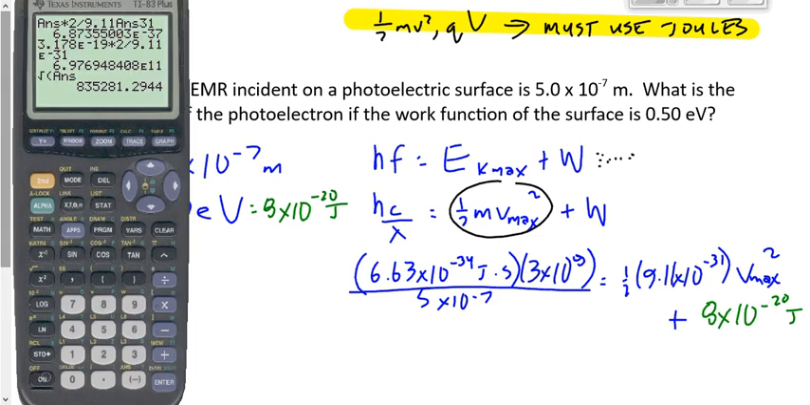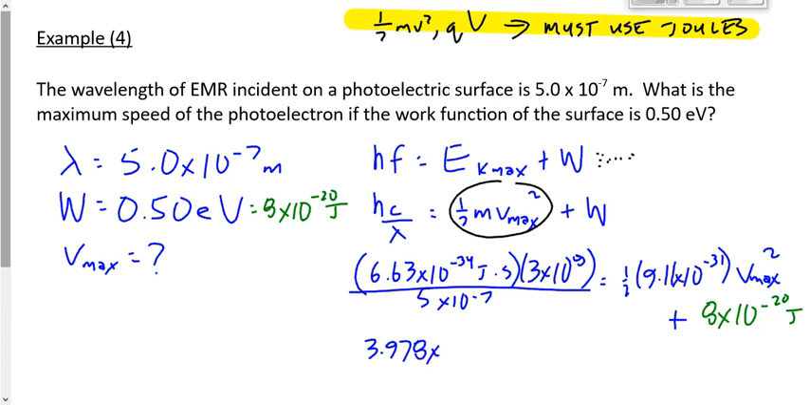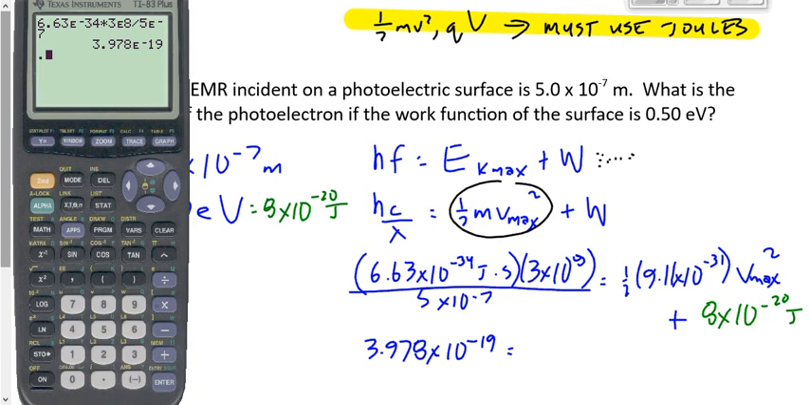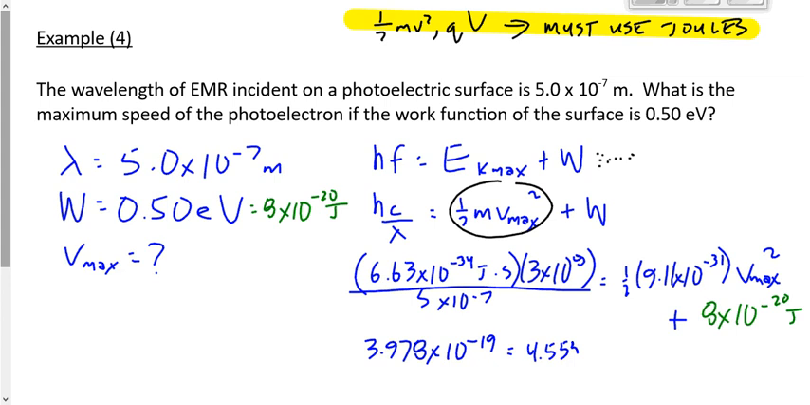So let's calculate this now. On the left-hand side, we have 6.63 times 10 to the negative 34 times 3 times 10 to the 8 divided by 5 times 10 to the minus 7. There's the left-hand side, 3.978 times 10 to the minus 19. Now let's say a half of 9.11, 4.555 times 10 to the minus 31 times v squared plus 8 times 10 to the minus 20.